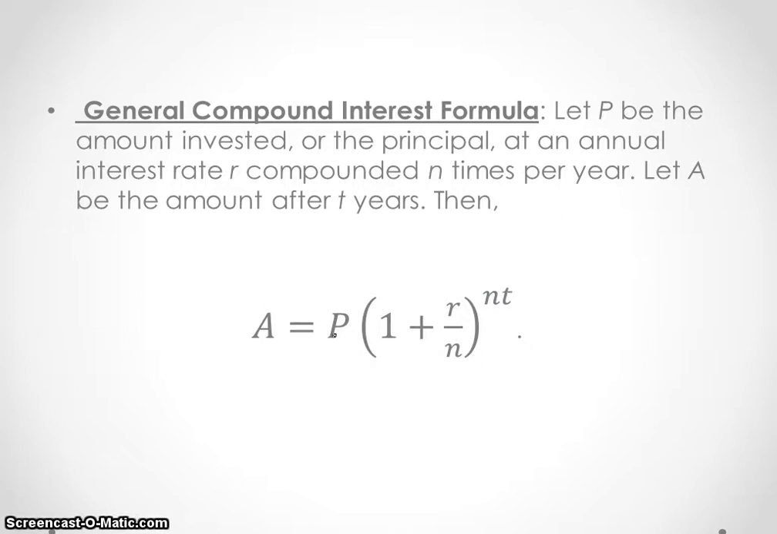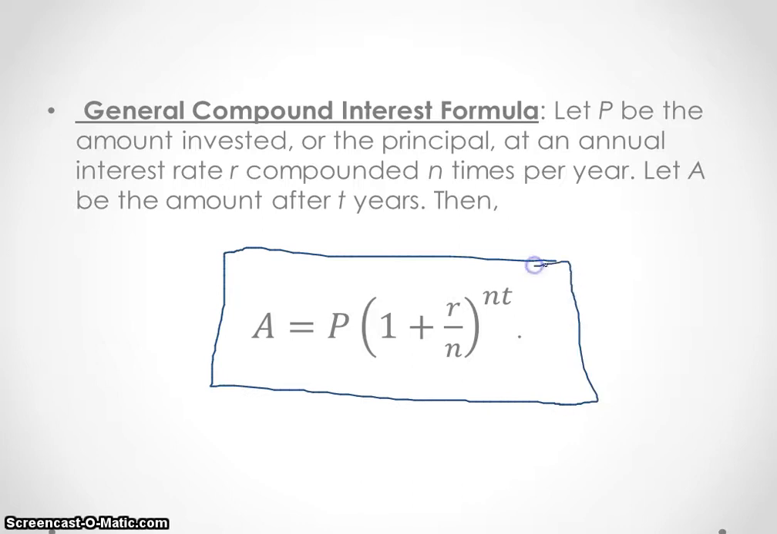Notice t and r and p are all in the same spot. The only thing we really added in here was this n here and this n here. So let's see how this guy works. So make sure you write this guy down because you're going to need it for anything that's not compounded annually.